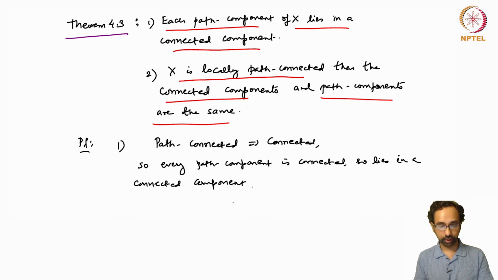So this is almost obvious. For the second part, if your space is locally path connected, then you have to show that connected components and path connected components are the same. Here we see that every path component lies in a connected component, but now we have to show that these two are the same.